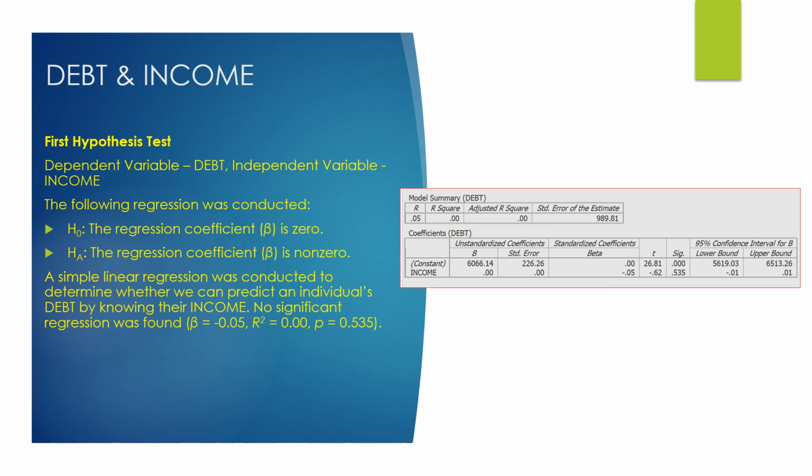A simple linear regression was conducted to determine whether we can predict an individual's debt by knowing their income. No significant regression was found in this test. The beta was equal to negative 0.05, r squared was equal to 0.00, and p was equal to 0.535, which was well above the significance level of 0.05.